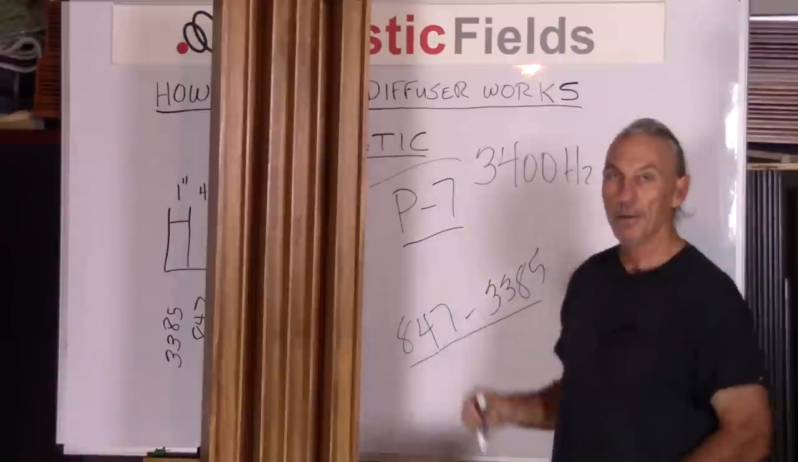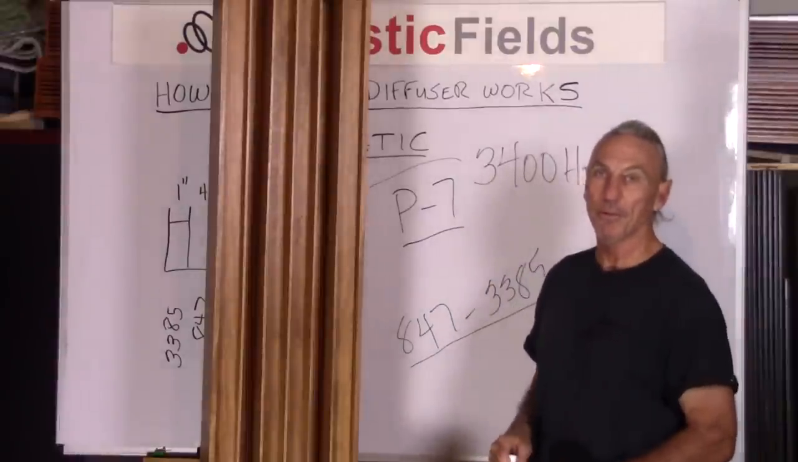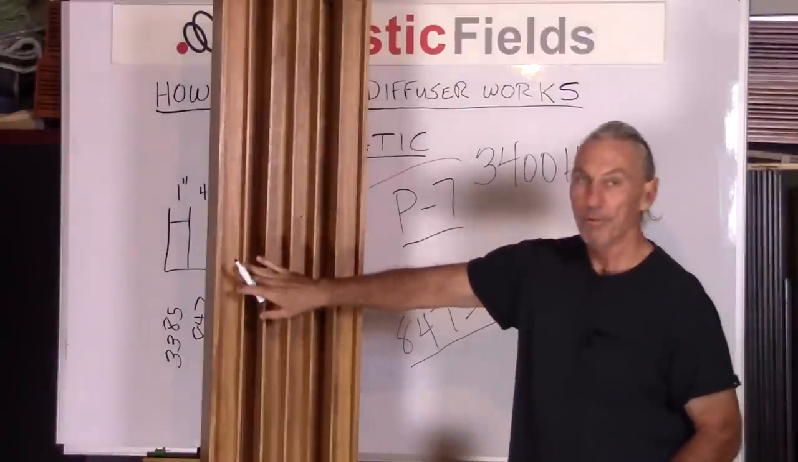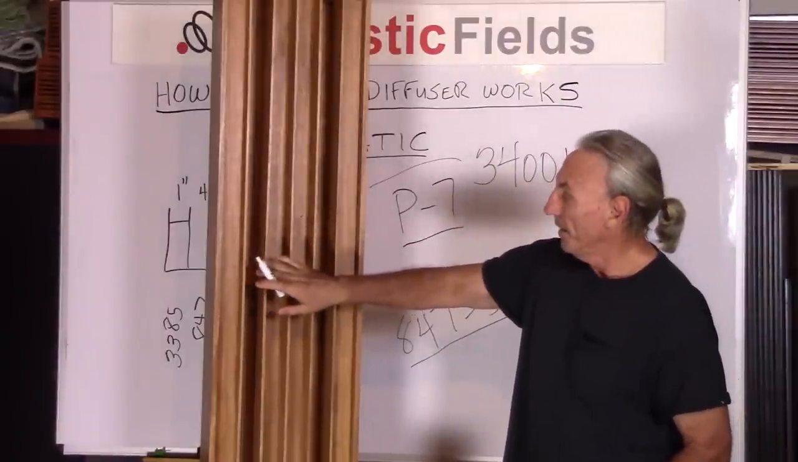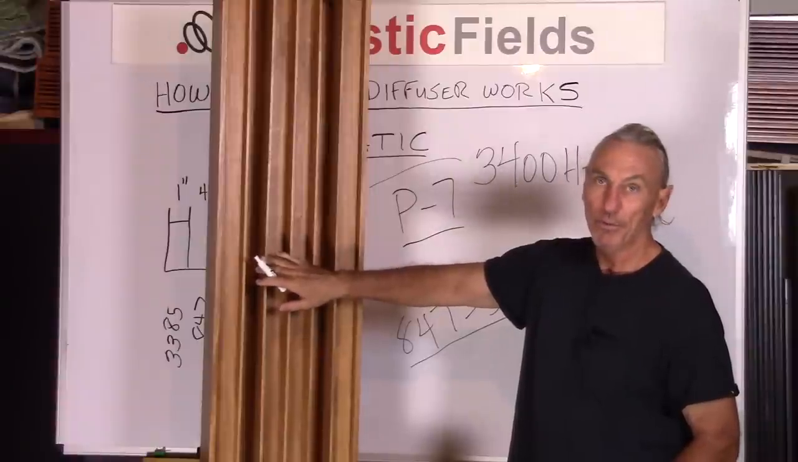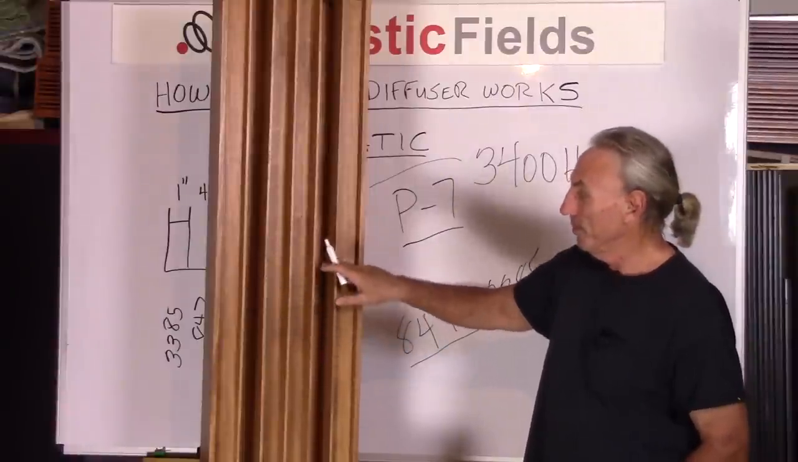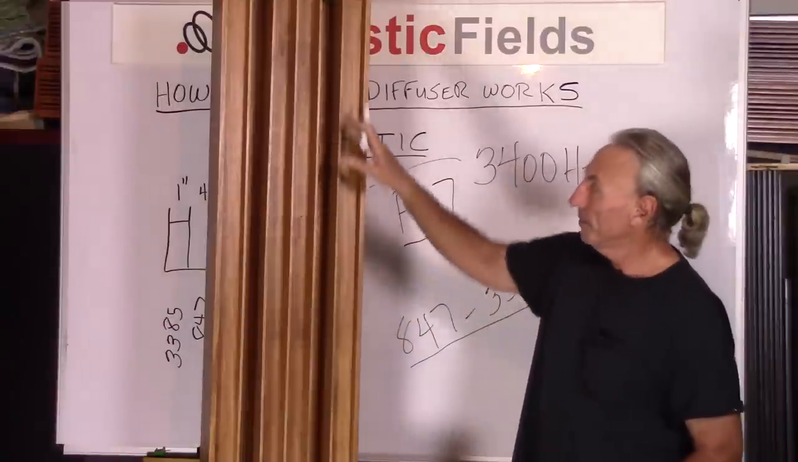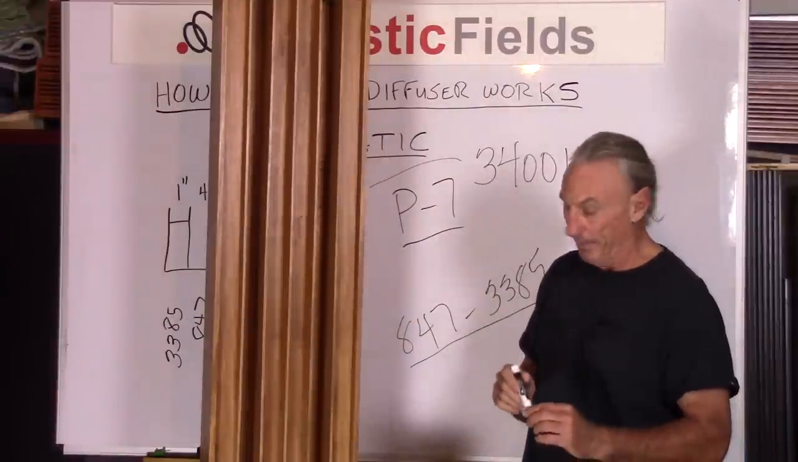Okay, here's our prime 7 base quadratic diffuser that we were just discussing. You can see the series of wells. Here's our first well, that's the 1, and then our second one is the deep one, which is the 4. The middle two are 2, repeating sequence again at 4 and 1. So this is what a quadratic diffuser looks like.